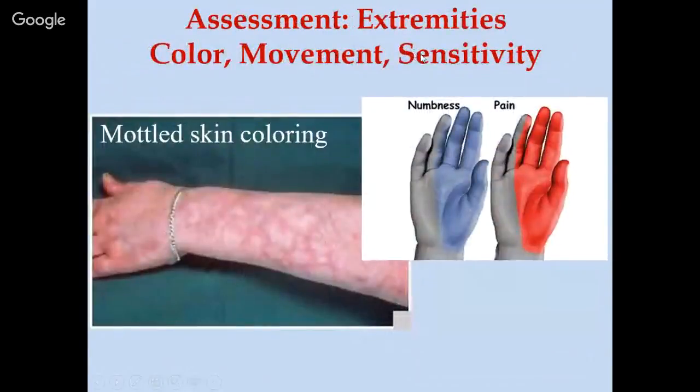So extremities, color, movement, sensation. Remember CMS. So this is mottled skin. It looks like that marbling. And this is what newborns have when they have that cold stress. I'm going to check for numbness and pain.